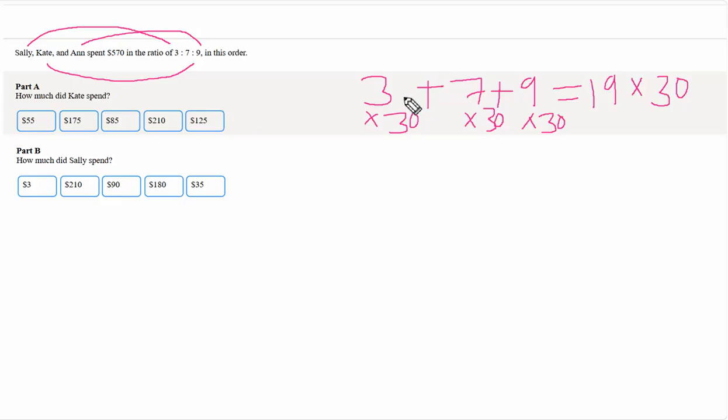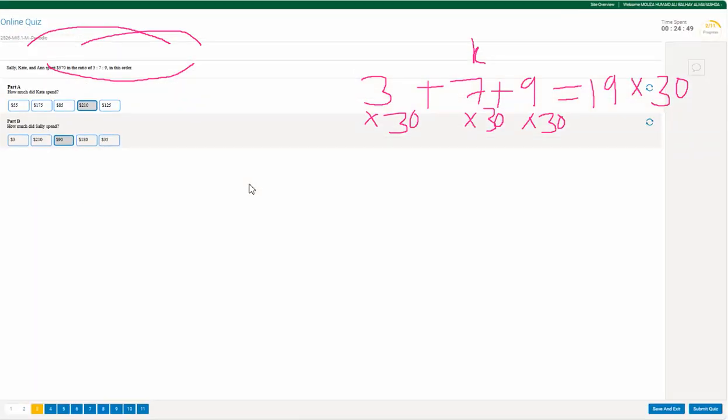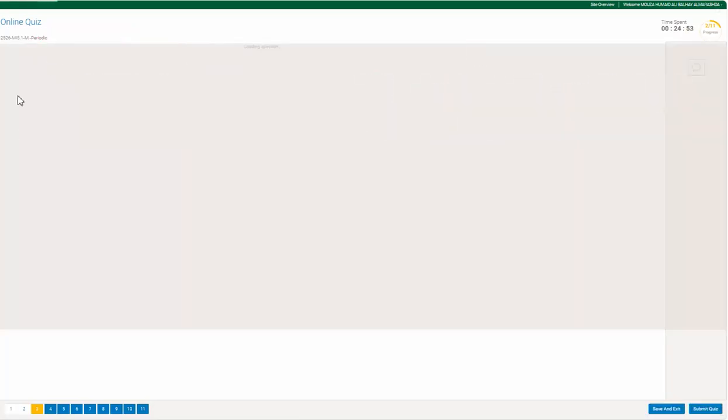So how much did Kate pay? Kate was the second. So 7 times 30 is 210. How much did Sally pay? Sally spent 3 times 30, which is 90. So that is how you do this question. And you can just understand how they're solving it, or in which direction they're taking you.